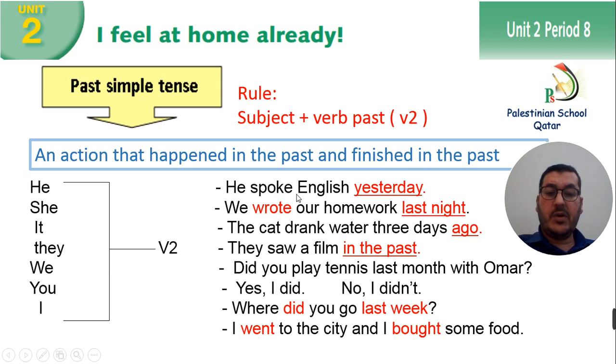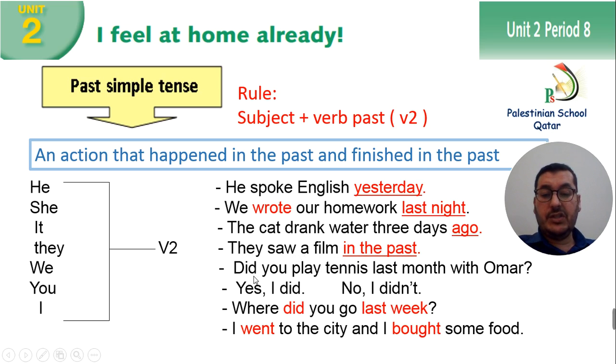Now, he spoke English yesterday. We both spoke in verb 2 in the past because we have the keyword yesterday for the past. We wrote our homework last night, keyword, so we put the verb in verb 2 in the past. The cat drank water 3 days ago. Ago is also in the past. They saw a film in the past.